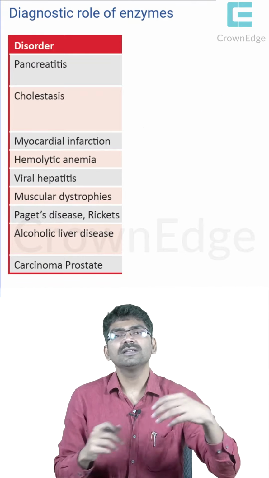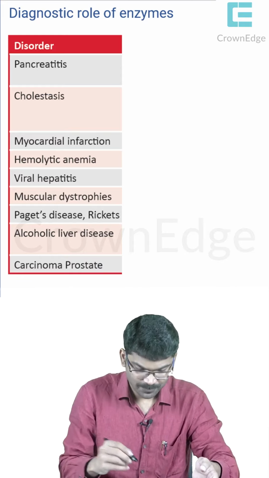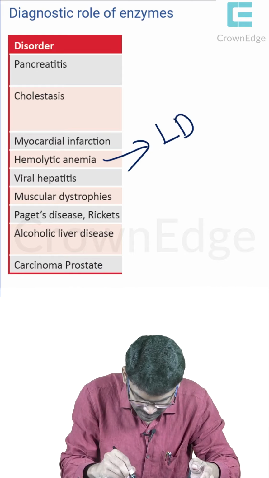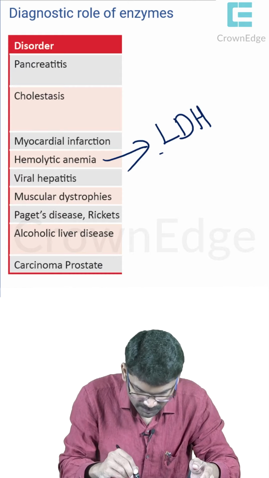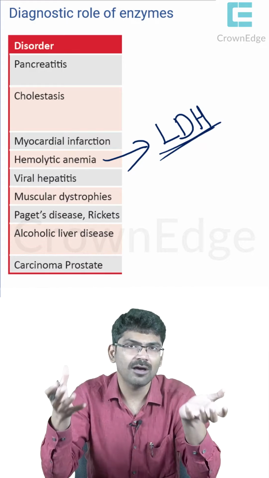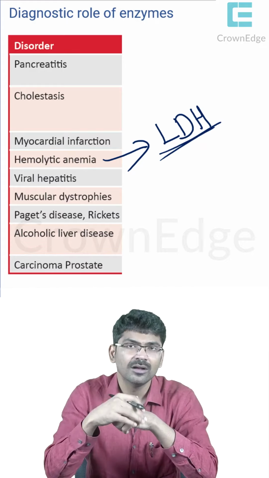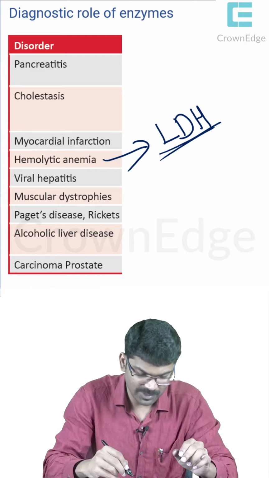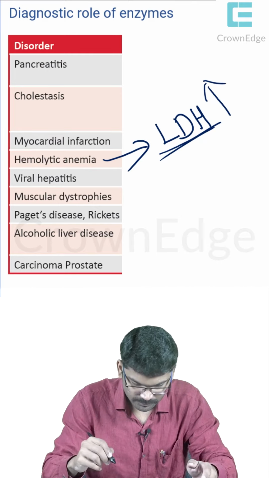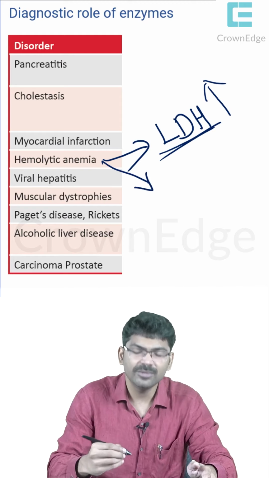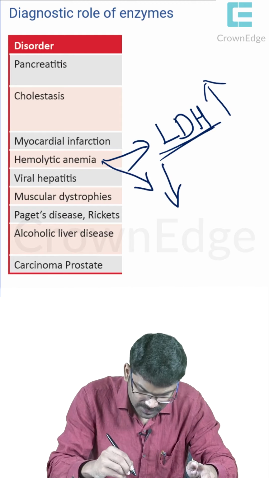What are all the changes in hemolytic anemia? Which enzyme will be high? LDH will be high. We have seen that LDH2 is most abundant in RBCs, so it will be high. Not just hemolytic anemia, in certain leukemias also the LDH level will be high. What are the other markers of hemolytic anemia? There will be decreased haptoglobin.